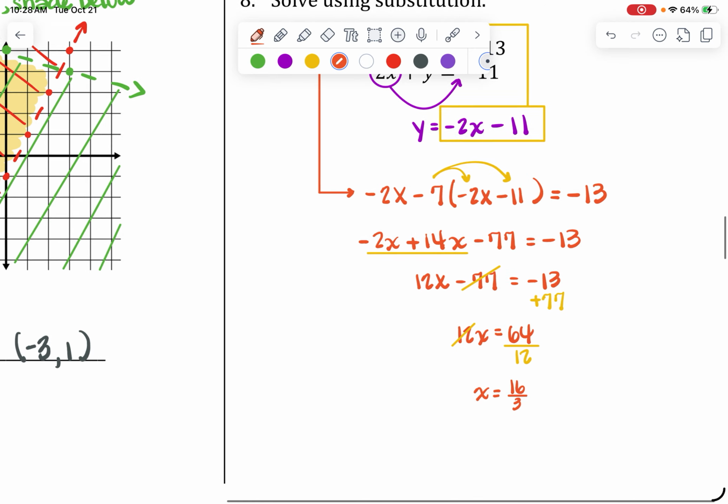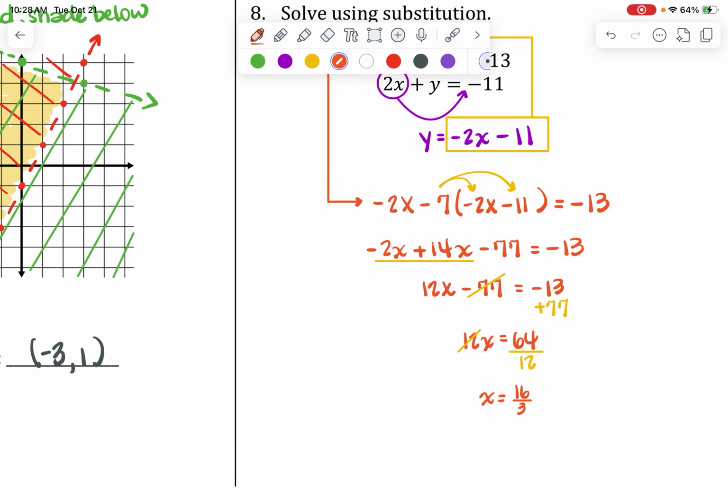Now, I'm going to double check my math really quick. And you know what? I happen to notice that I made a mistake along the way. Most of the answers we give you guys are going to be whole numbers. They don't have to be whole numbers, of course. But if I got this weird 16/3, I'm going to go back and take a quick double check of what I did up here. And you notice what jumps out at me right away?